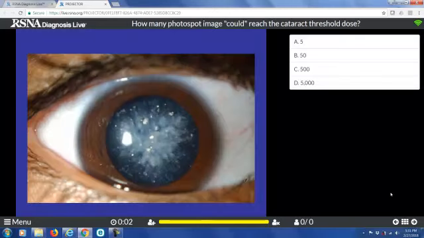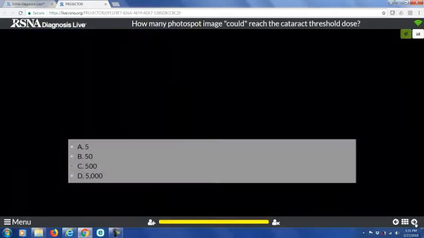How many photospot images could reach the cataract threshold dose? 5, 50, 500 or 5000 images. So pause your WebEx recordings till you have figured out the answer. And the answer is 500.